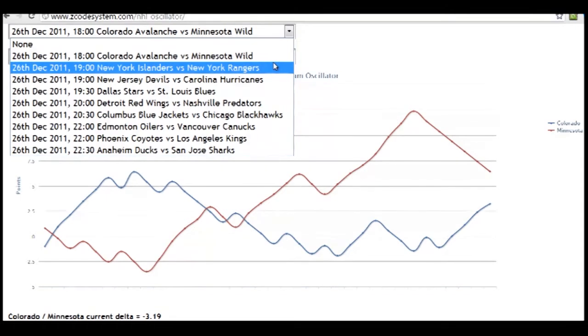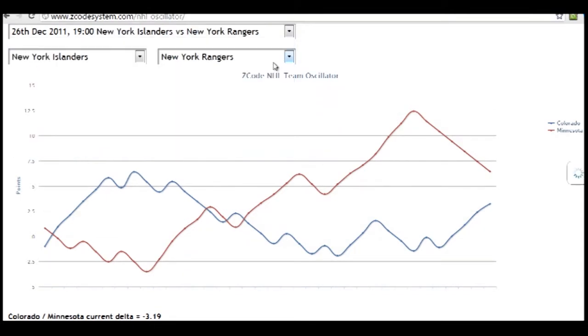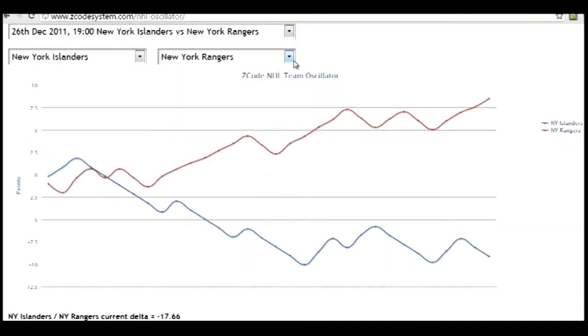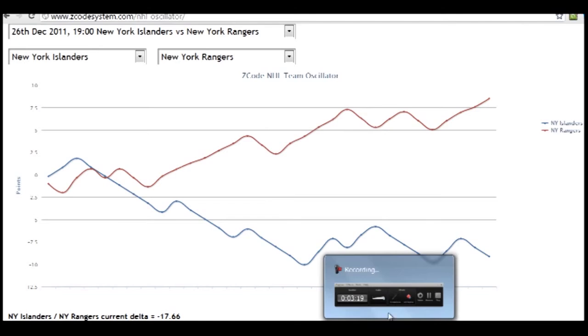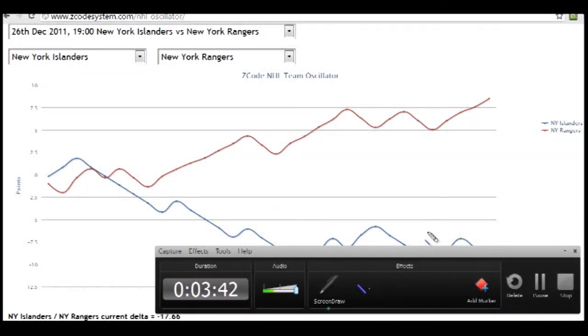Now let's check the second game, which is the New York Islanders versus the New York Rangers. The red line is corresponding to, as you can see, the New York Rangers, while the blue line is corresponding to the New York Islanders. Just by looking at these two lines, you can easily see which team is in a much better condition and which team is slumping. Now let's try to compare the support and the resistance levels.